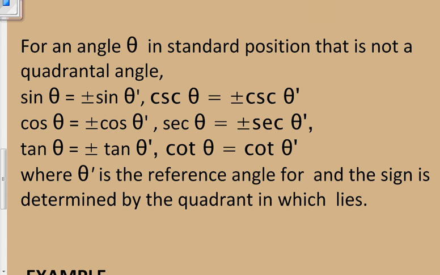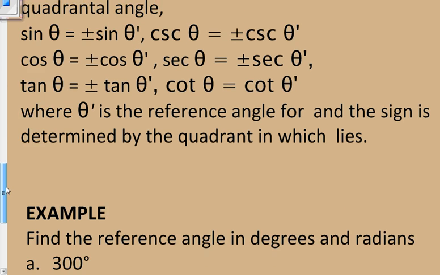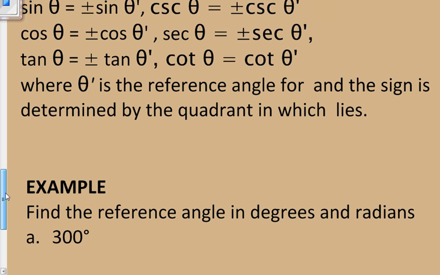Also with its cofunction, the secant. Tangent of theta is equal to plus or minus the tangent of theta prime. Again, it depends on where you land, whether it's a positive tangent or a negative tangent of theta prime. So let's look at some examples, because up until now it's like, yeah, I don't know what you're talking about. So let's look at a couple examples.